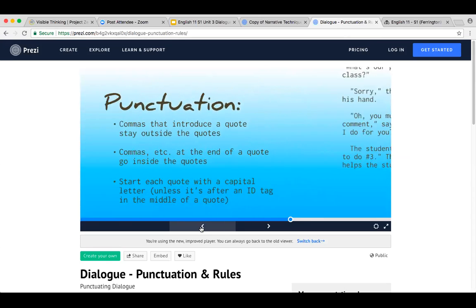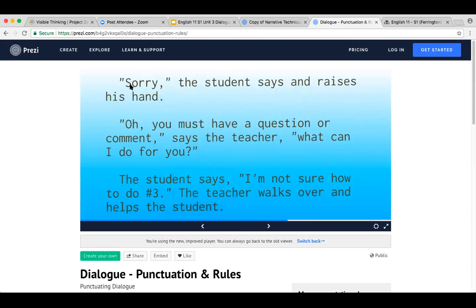But I'm going to go back here for a second. If you have your quotation mark before your ID tag, you're going to put a comma at the end, but inside the quote. If you have your comma after the ID tag but before the quote, you're going to put the comma outside of the quotation mark. Okay? Hopefully that makes it a little bit more simple.